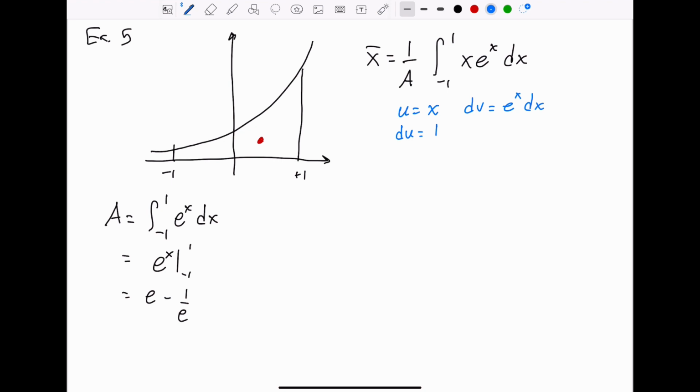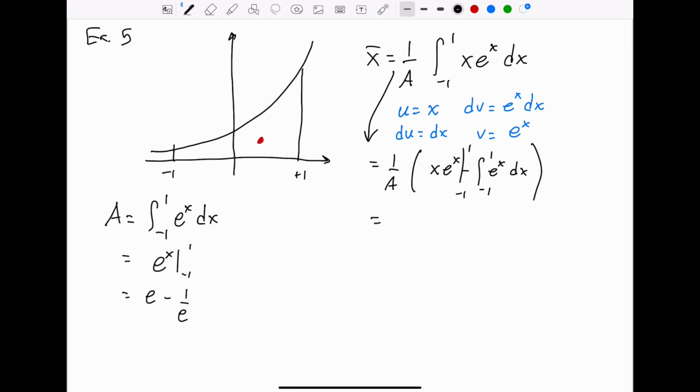Find du by taking a derivative, du equals dx. v is the integral of dv, the integral of e to the x is just e to the x. So finding the antiderivative here for x bar, we have 1 over A times, now we have uv, x e to the x, minus the integral of v, which is e to the x, du, which is dx. We're integrating from -1 to 1, so I'll put a -1 and 1 here for the x times e to the x term.